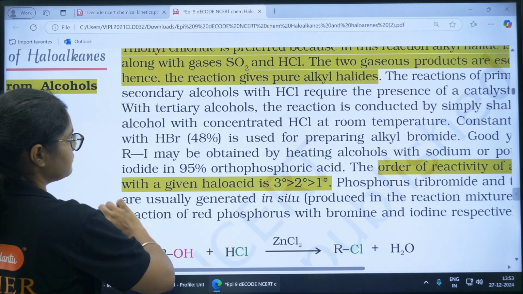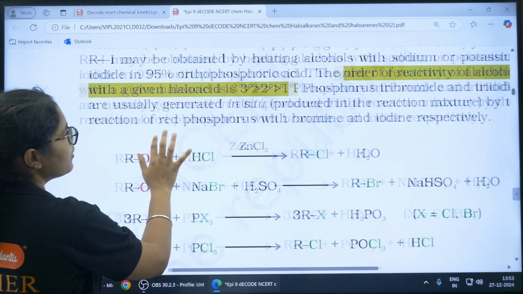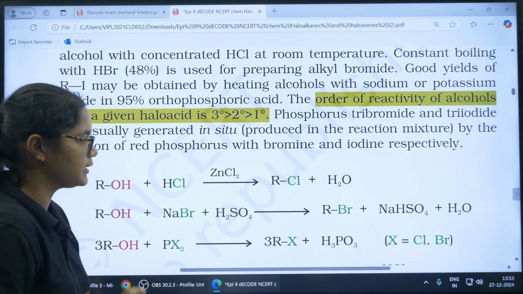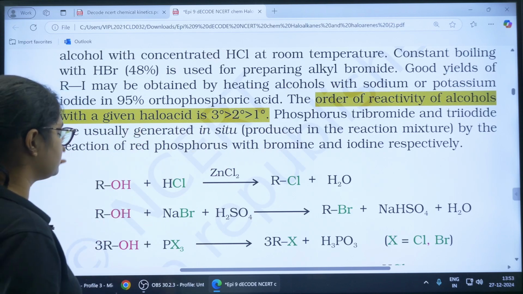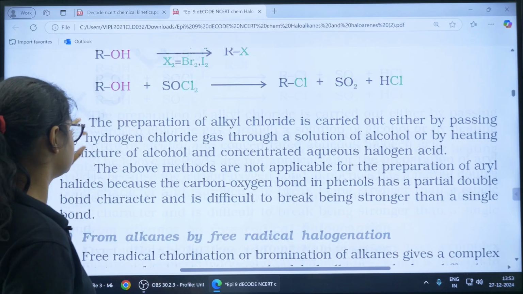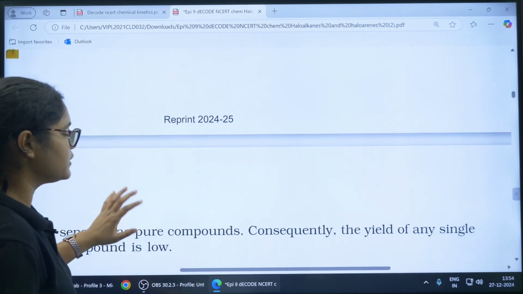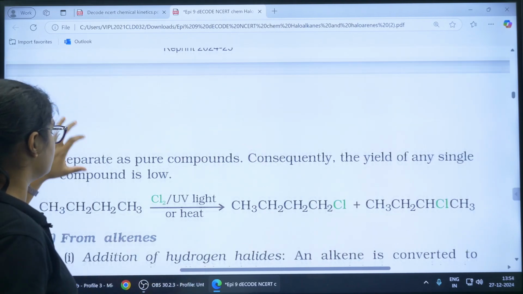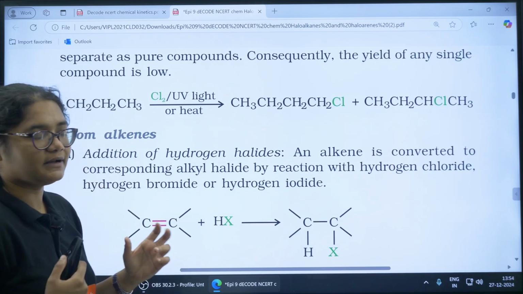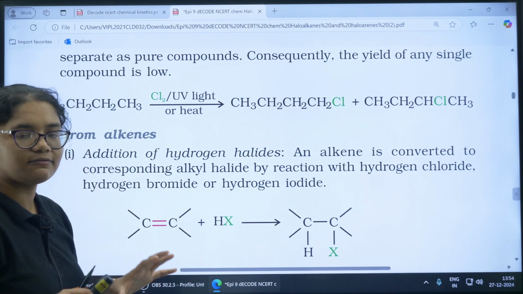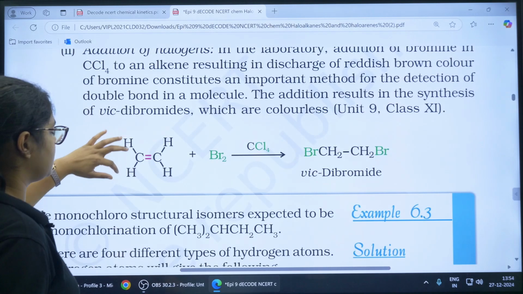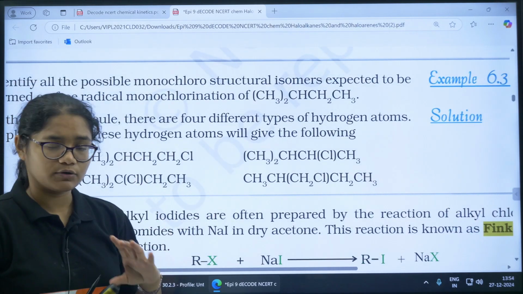Okay, next if we move forward, what is the order of reactivity of alcohols with a given halo acid? 3 degree, 2 degree, 1 degree. Okay, so now these are the different methods of preparation of haloalkanes. So this definitely you have to read from the chapter. These all things are important. Why free radicals? So all the mechanisms, all the methods of preparation you have to prepare. If you want to prepare that in a better way, you can watch my KCET videos. There we have given you flow charts and all, and very easily we have explained, so you can go and watch that also. Next, these are all the reactions, and I am not highlighting the reactions because you have to definitely read them.